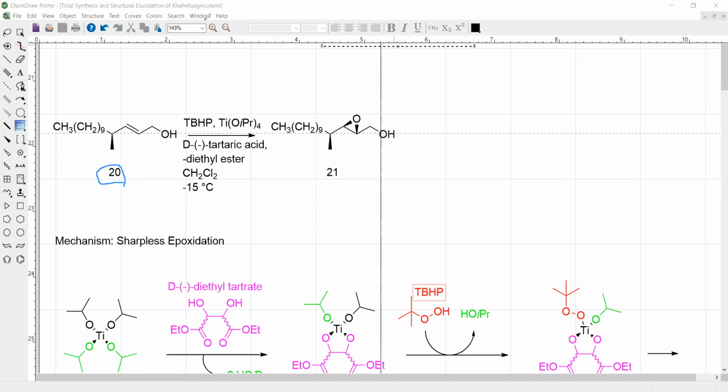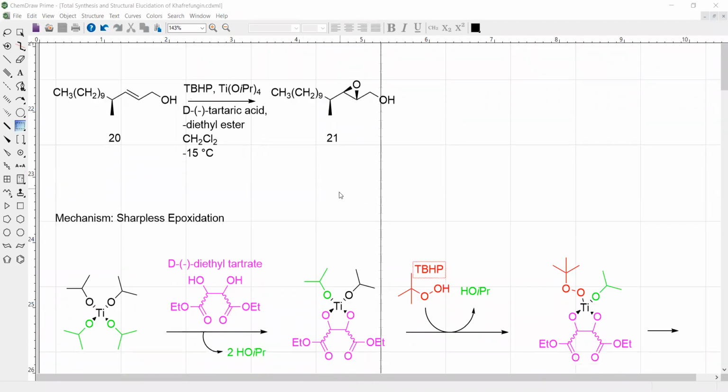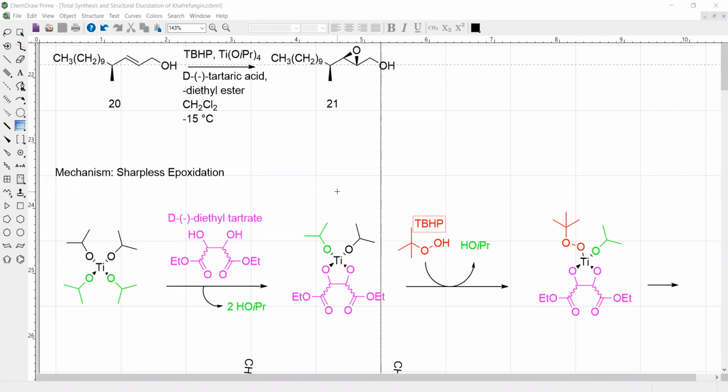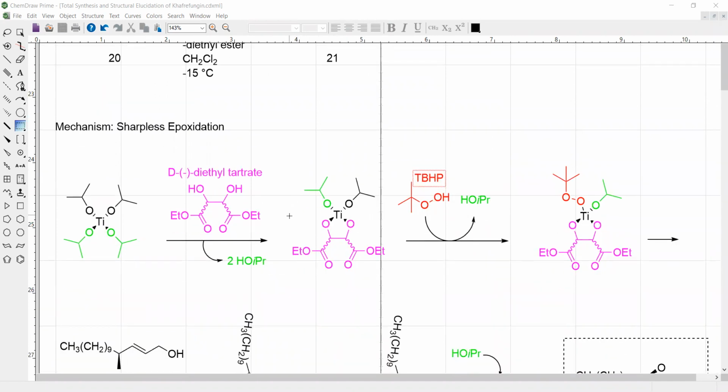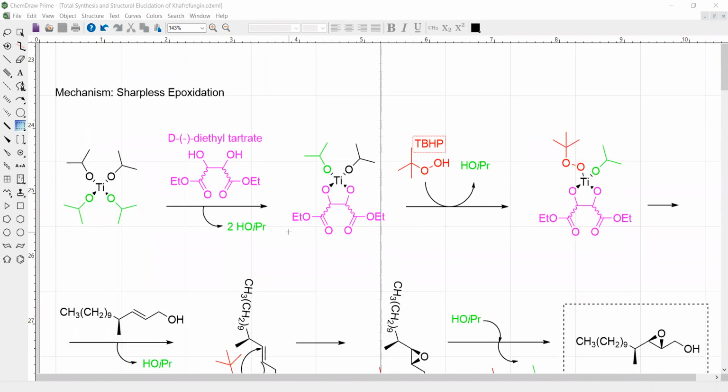This is a very interesting reaction, beyond the scope of undergraduate organic chemistry courses, but worth talking about nonetheless. This is essentially a catalytic mechanism with our titanium species, and we're going to walk through this mechanism. It's not that bad. It looks scary, but it's not very scary. It's actually very cool. So we start with our titanium isopropoxide.